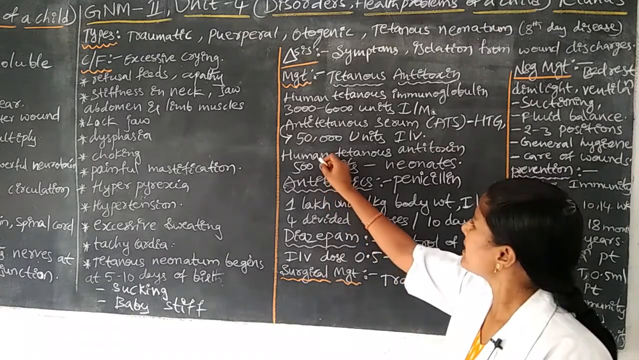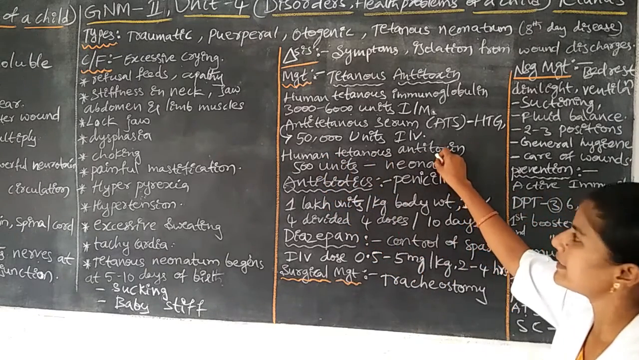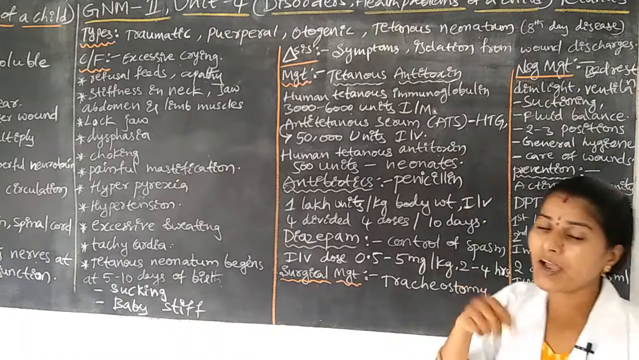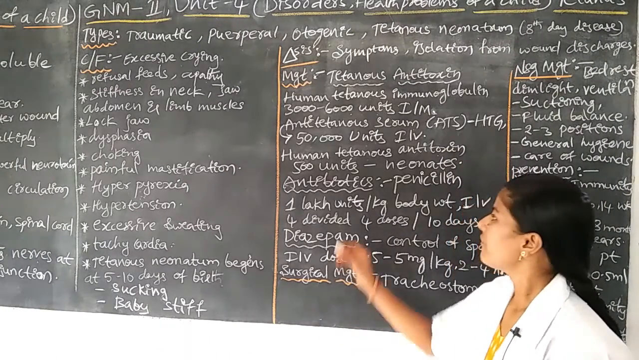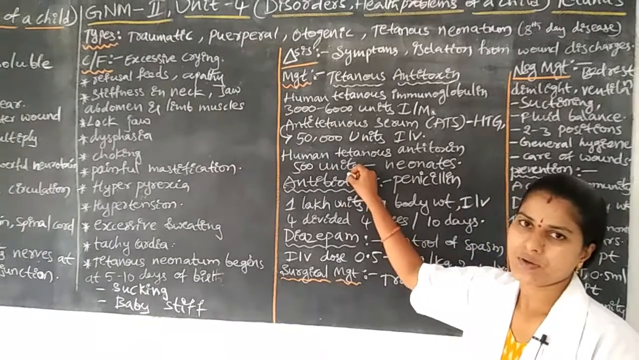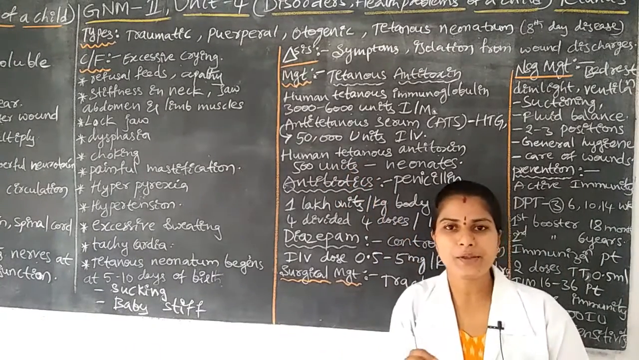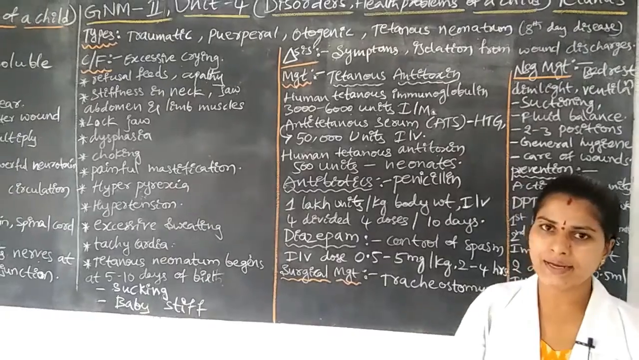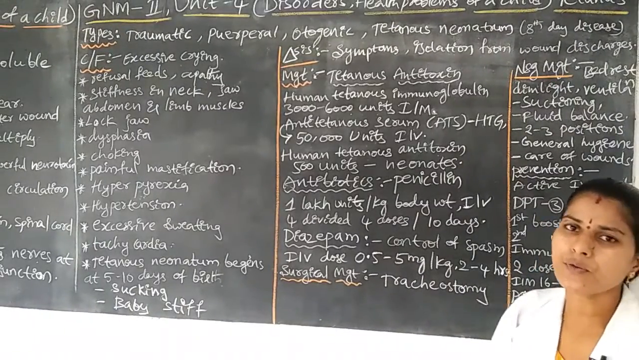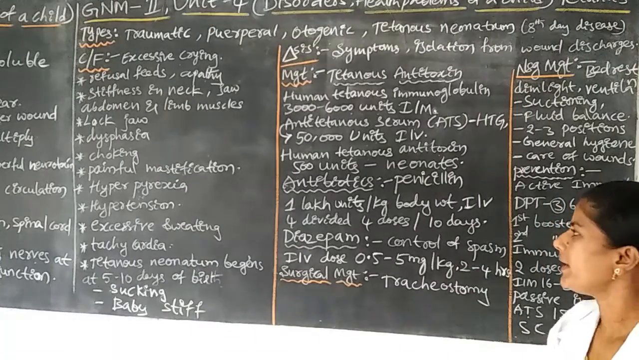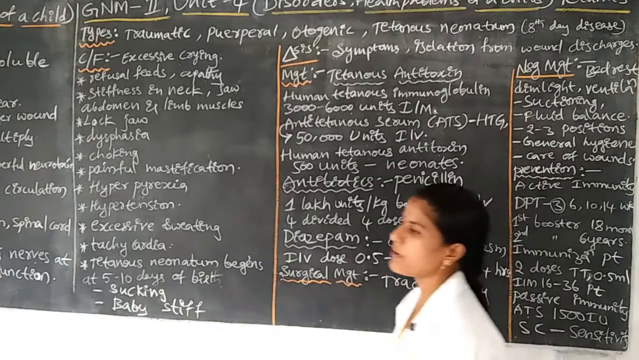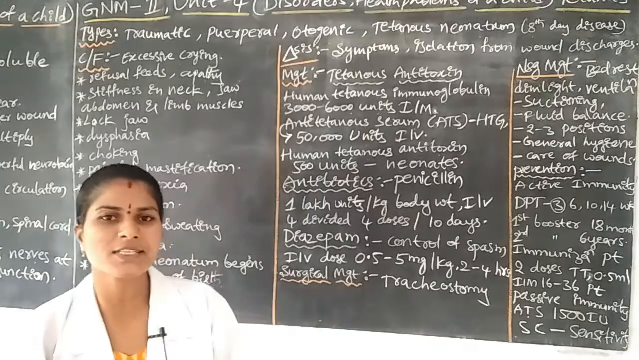Next, we have to administer this human tetanus antitoxin drug. If we administer it to neonates, how much dosage? 500 units. The dosage of 500 units is only for the neonates, for human tetanus antitoxin. Next, we are going to discuss some of the antibiotics for the children.